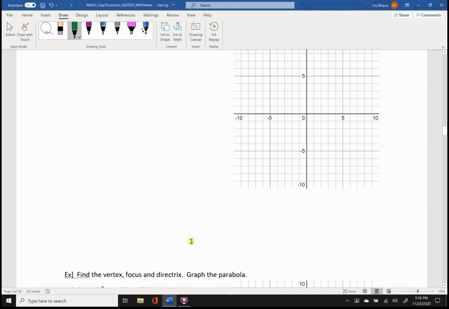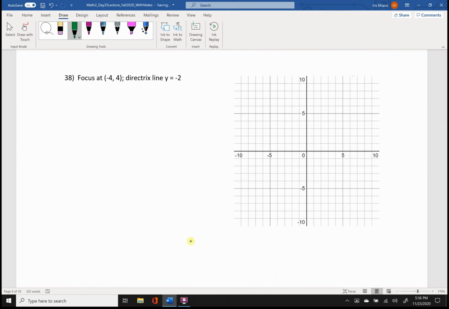Okay, let's graph another one, and this time we're given the focus at -4, 4, which is here. And the directrix line is y equals -2, which is looking like this, something like that. Here's my rough drawing. So I can tell from this bit of information that this right here has to be the location of my vertex. How do I know that? Because it's always splitting the difference between the focus and the directrix line as far as the vertex is concerned. You can just draw the vertical line that passes through the focus and go halfway between the directrix and the focus, and you've got your vertex.